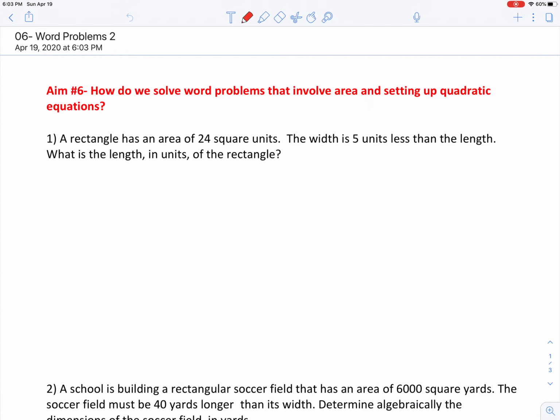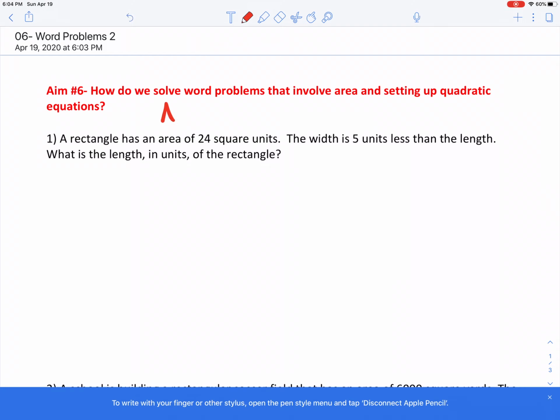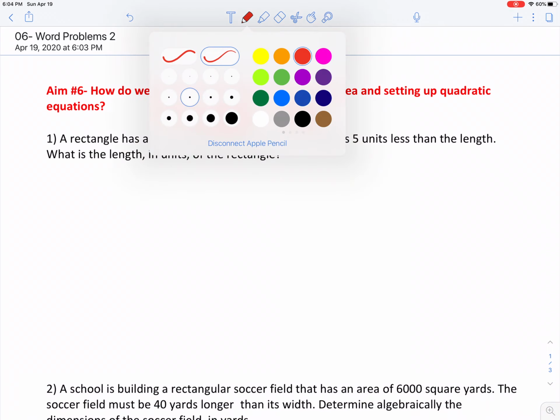Today we're going to figure out how to solve word problems that involve area and setting up quadratic equations. Because these are area word problems, instead of a let statement, I'm going to be drawing a picture for each of these, and I believe they're all rectangles. So we need to know that the area of a rectangle is equal to length times width.